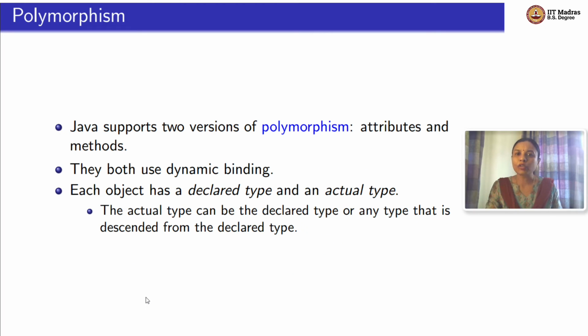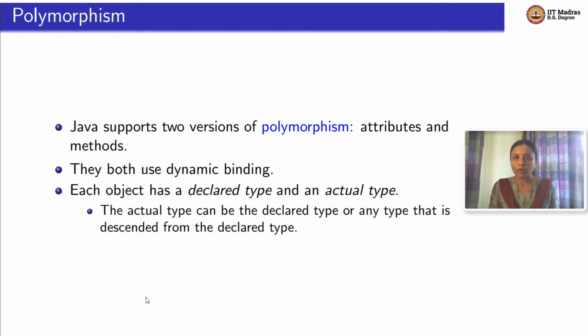The next is a notion of polymorphism. Polymorphism means one entity exhibiting two different forms of existence. There are two versions of polymorphism that a programming language like Java allows. One has got to do with attributes and the other one has got to do with methods. Both the versions of polymorphism use dynamic binding.